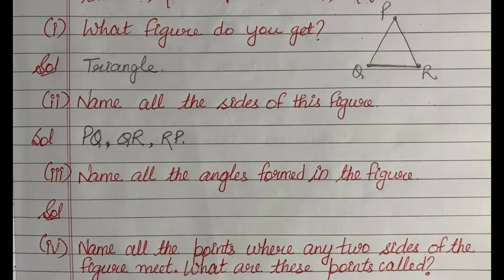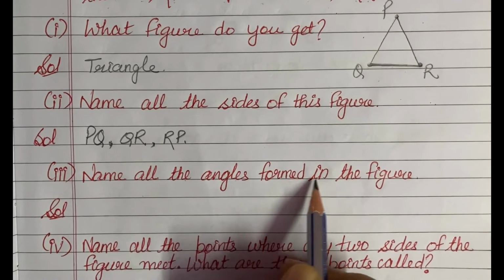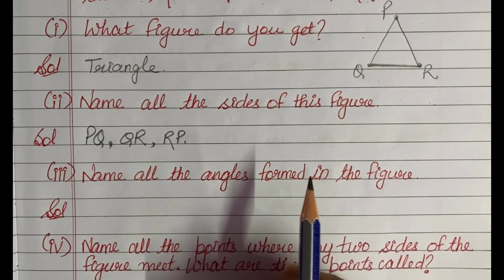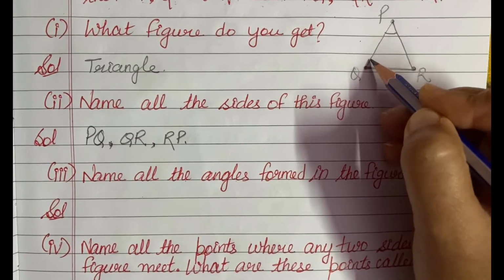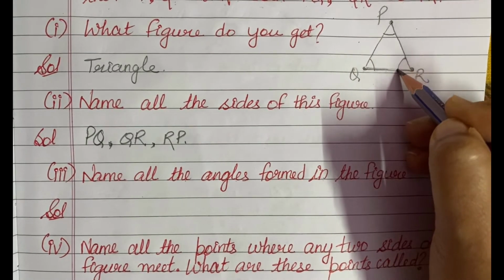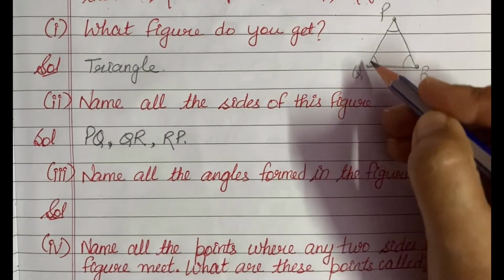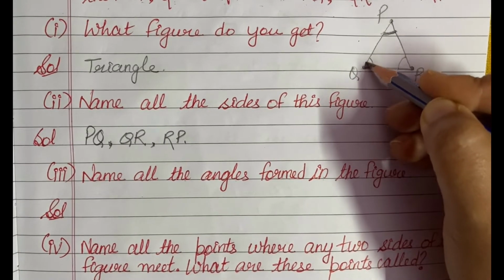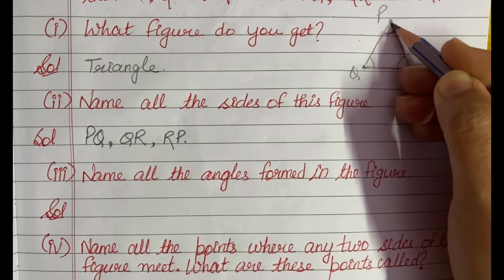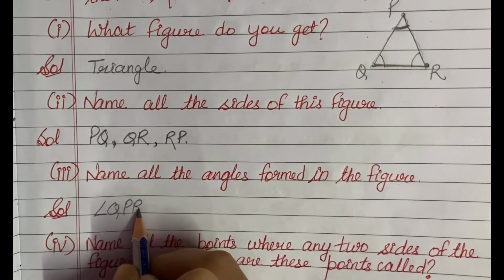Now the third point says that name all the angles formed in the figure. Now here how many angles are formed? 1, 2 and 3. So there are 3 angles formed. See this, I told you this is the first angle. So name this angle. The name of the first angle will be QPR. So write here angle QPR.